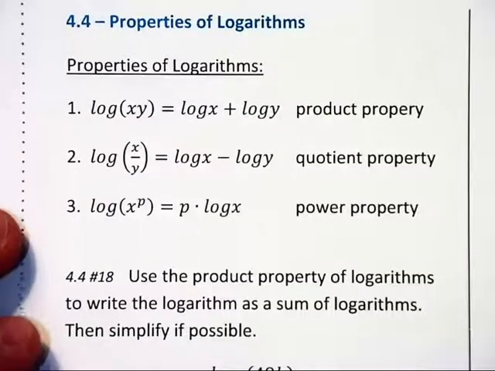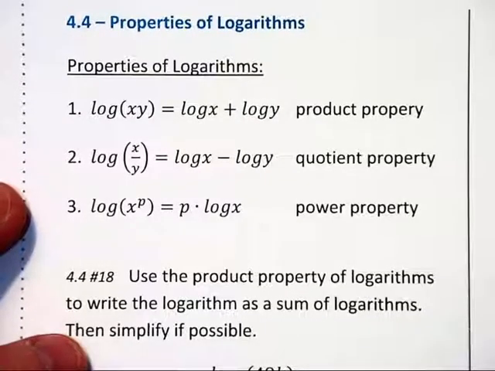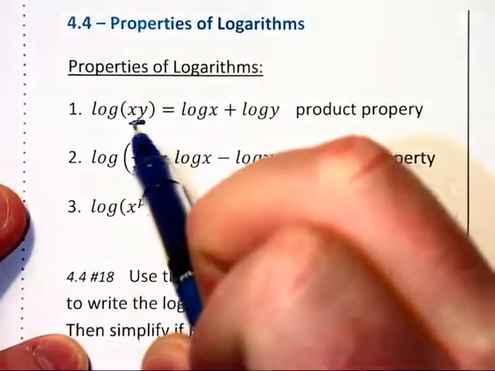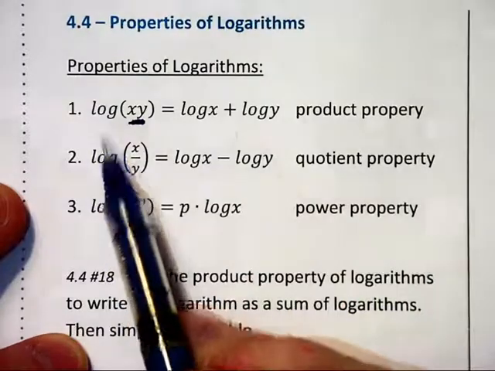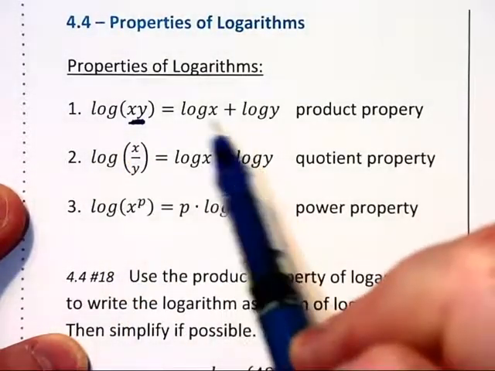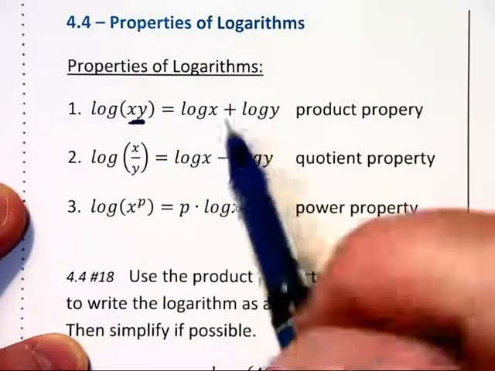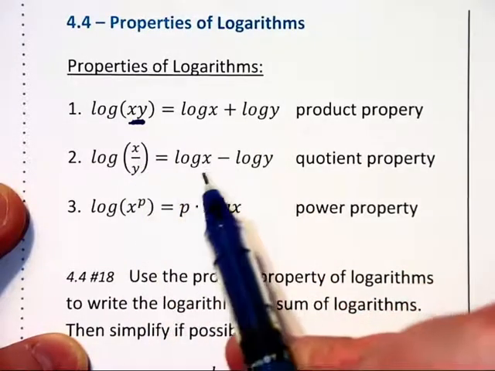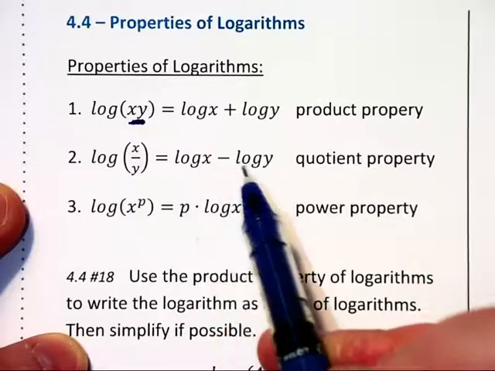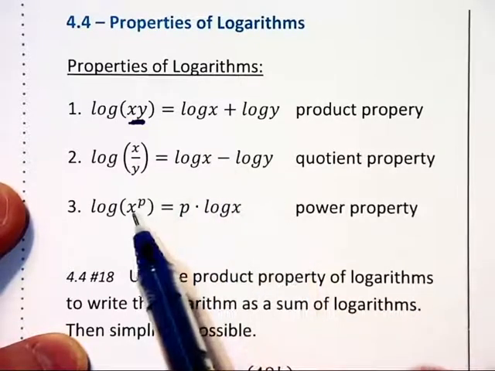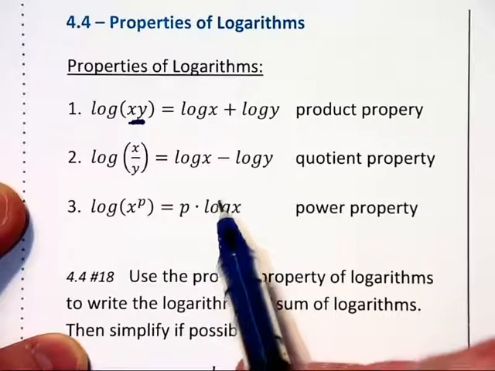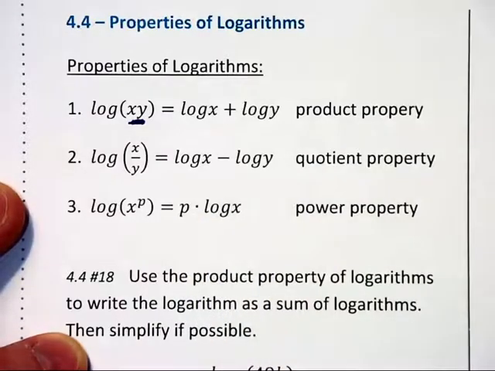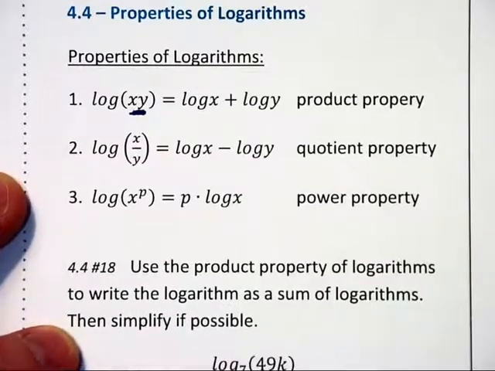Okay, here are three key properties of logarithms. The first one says if you have a multiplication problem inside of the logarithm, then that turns into the addition of the two different logs. If you have a division property inside of your logarithm, that turns into the difference of two separate logs. And if you have a power within your logarithm, the power can come out front of the log and be p times that log. Now, you all know your properties of exponents.